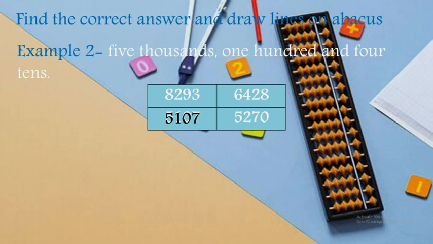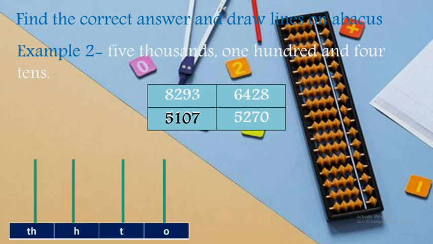So now it's time to represent the number on the abacus. So you can draw 7 lines in ones place, 1 line in hundreds place, 5 lines in thousands place.